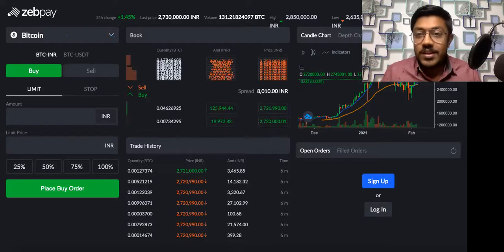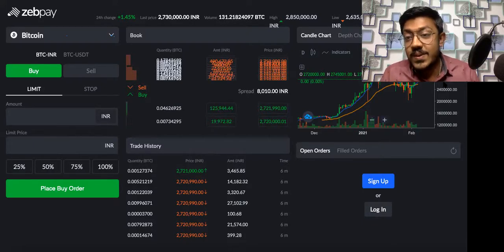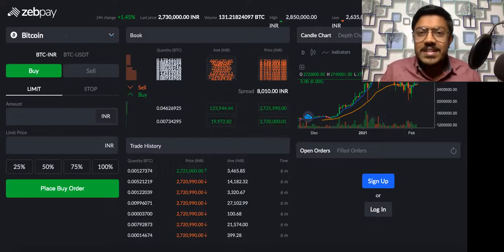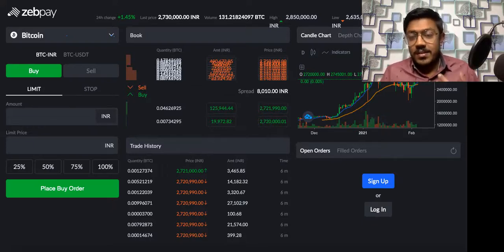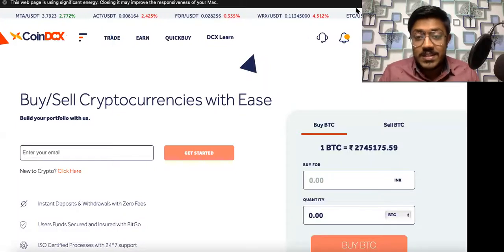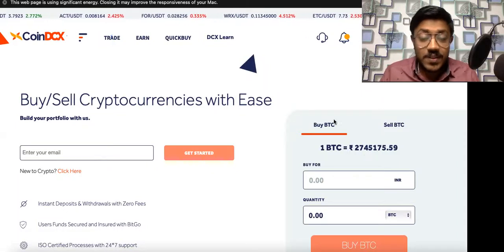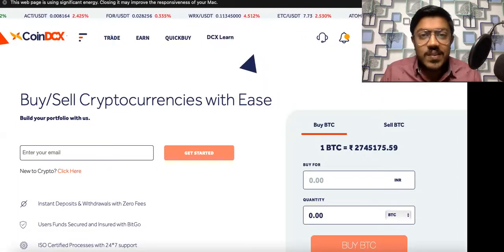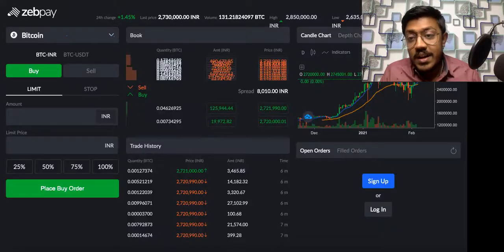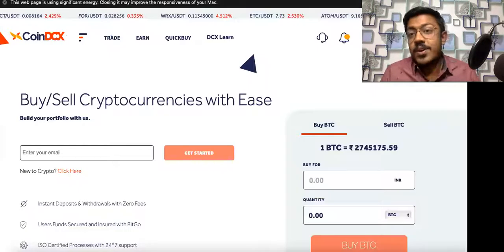So let's say here you're saying that the price is 27 lakh 30,000 right now. So let's say you purchase it here, and let's say at that point of time in, let's say, CoinDCX, the rate is 27 lakh 45,000. So still right now there is 45 and 30, there is a 15,000 difference. So I would not engage right now.